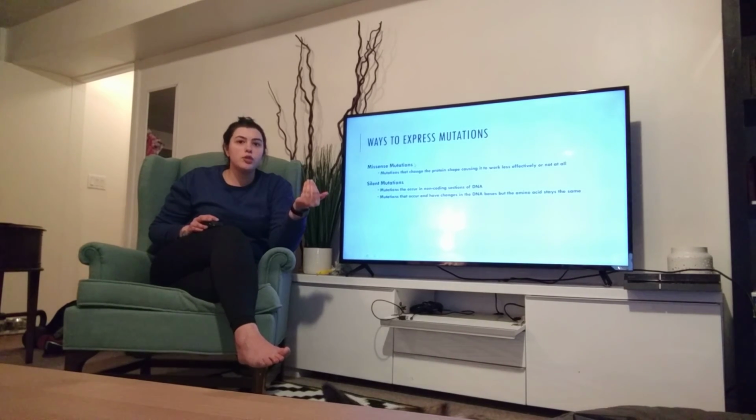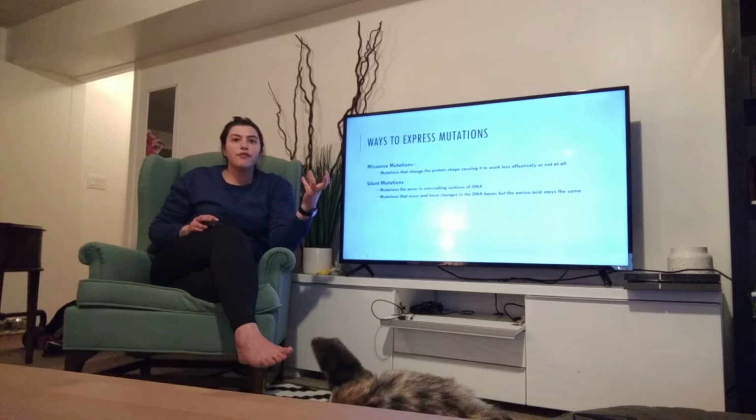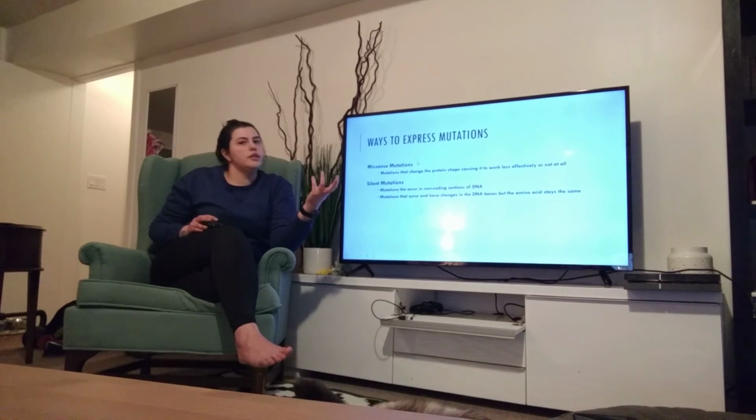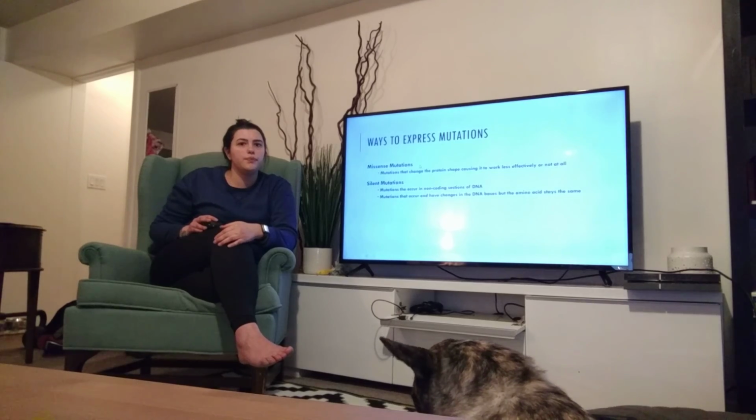And then we have the silent mutations, and this is what you would see when there is a substitution, because although the amino acid is different, it still works. It's just now a completely different amino acid. So these are mutations that occur and have changes in the DNA bases, but the amino acid stays relatively the same, and those would be the silent mutations.